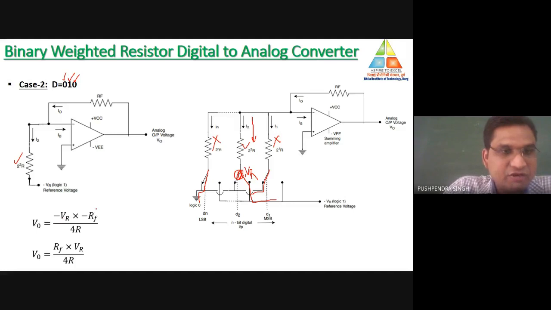Now what is the value of output? Again, it is an inverting amplifier, and the output of the inverting amplifier is minus RF by R1 into Vin. Here Vin is equal to minus VR, RF is equal to RF, and what is Rin?